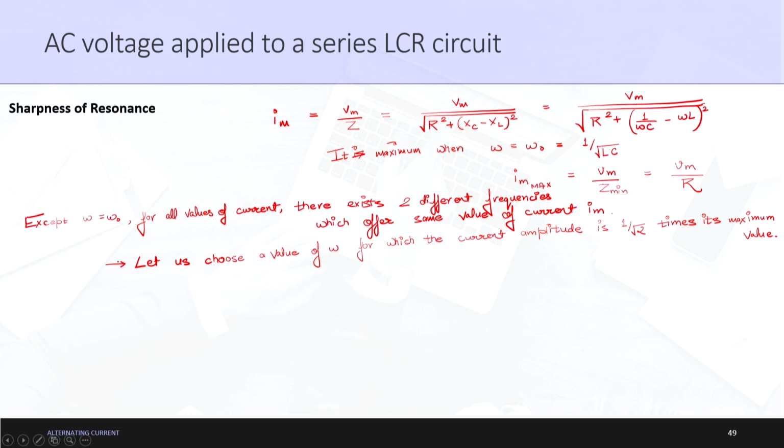At this value, the power dissipated by the current becomes half.